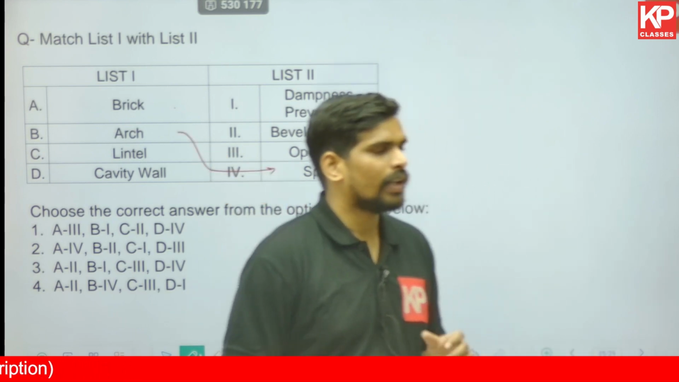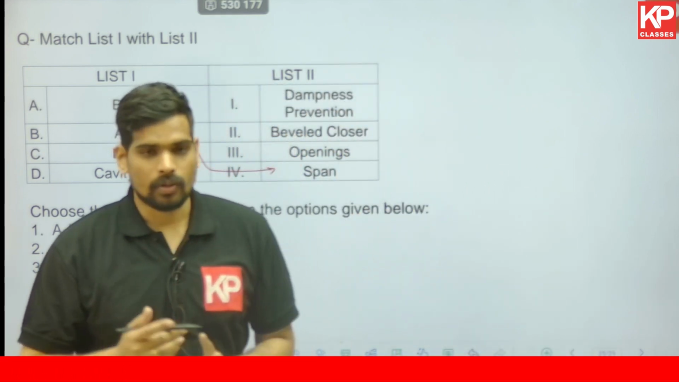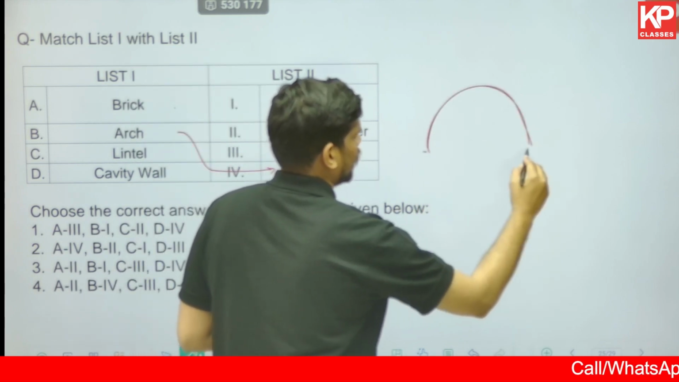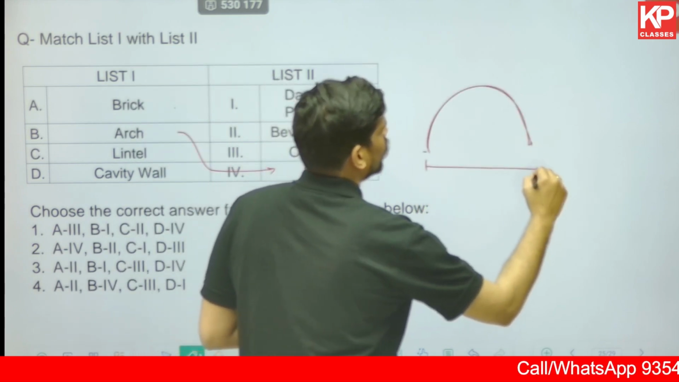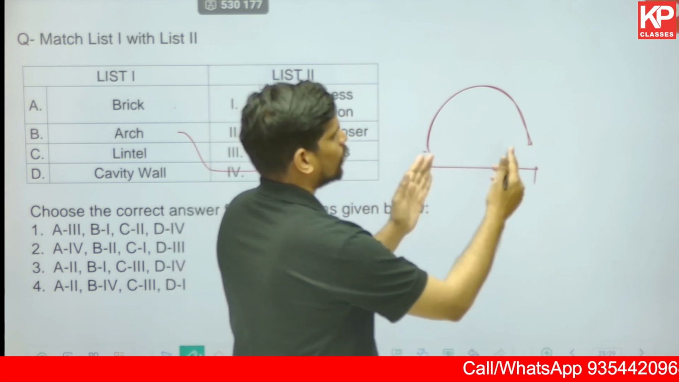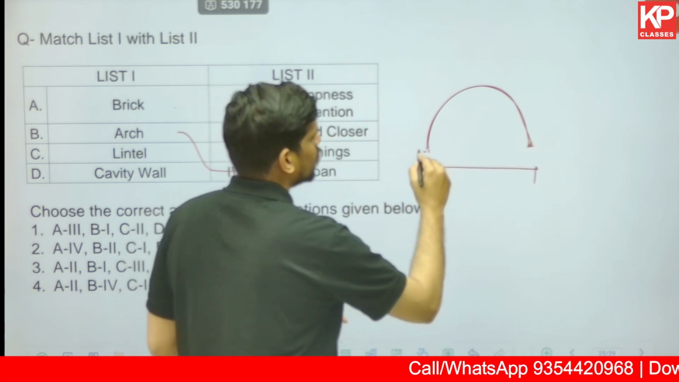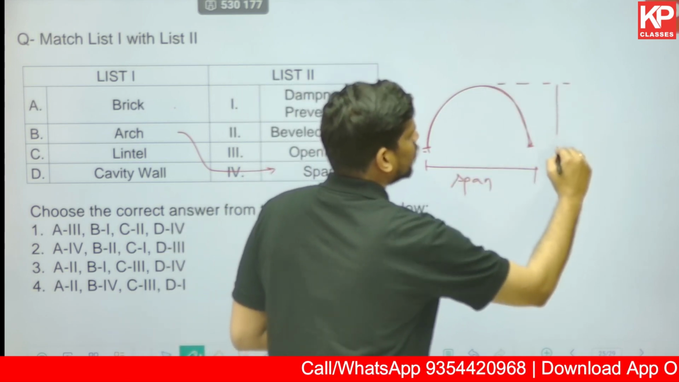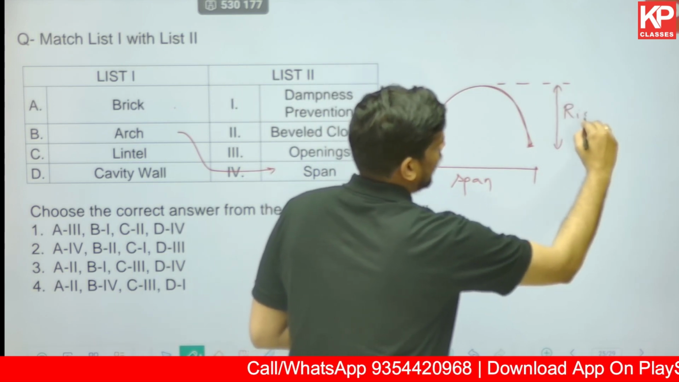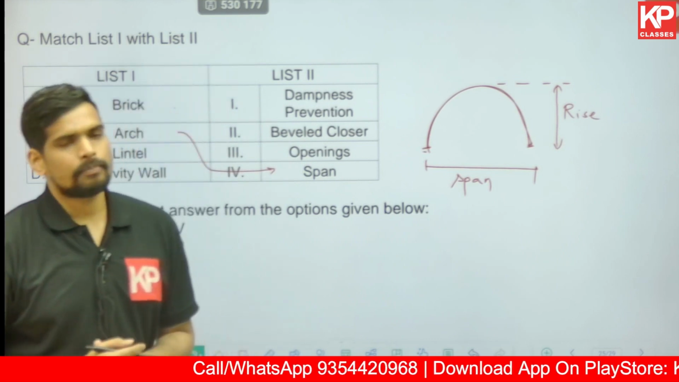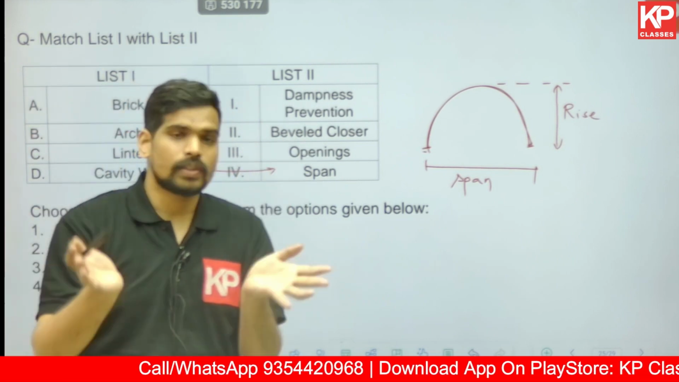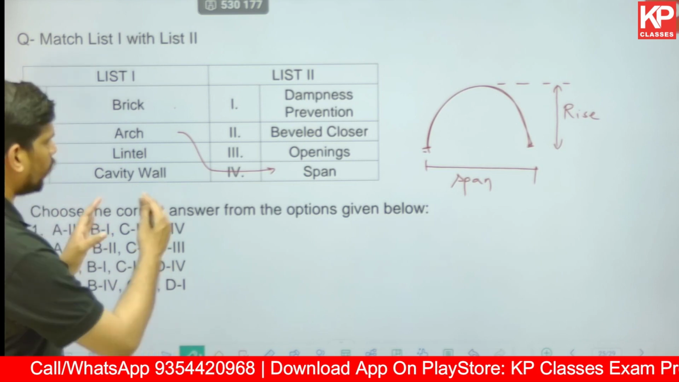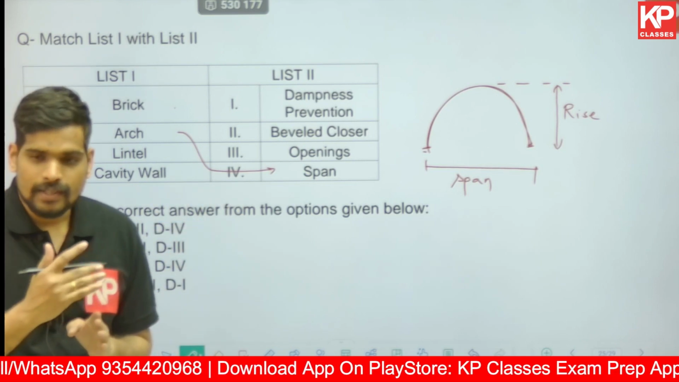What is span of an arch? In arch geometry there are two important terms. Arch is basically a curvilinear structural element in construction. The overall clear width it covers over, that is called a span, and the vertical height to which it rises, that's called as rise of an arch. So rise and span are terms associated with an arch, and the correct answer for arch would be for sure span.